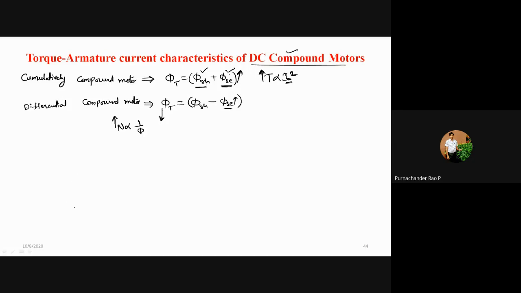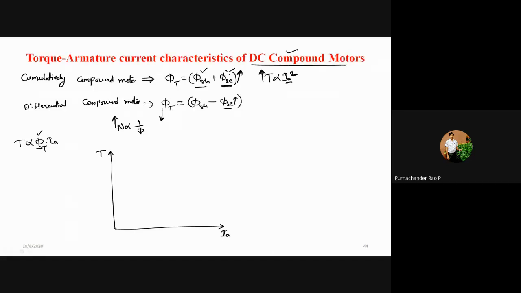And therefore, now I will write here the characteristics of your compound motors, torque versus armature current, because your torque is proportional to phi into Ia again. Here this flux phi is produced by phi SH and phi SE, because this is a variable one, I can write this as phi T. If the flux phi SH is more dominating as compared to the series field flux, then this is going to be constant.